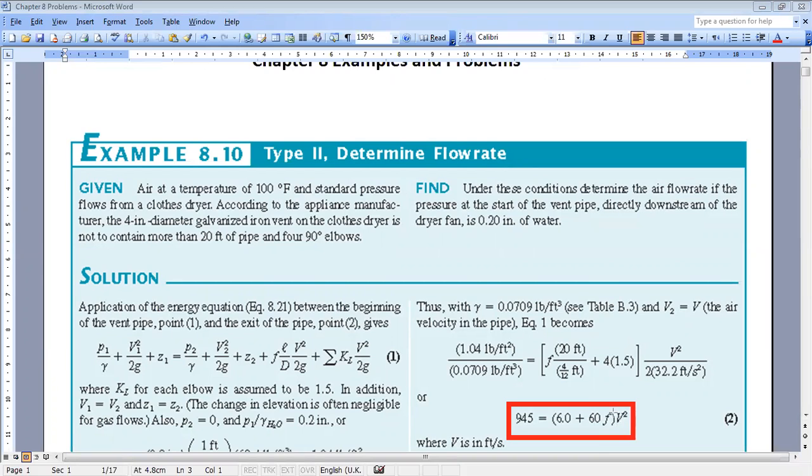Let me continue. Now, I will try to find other information about epsilon over d. How to get epsilon over d? The diameter is given, it's 4 inch. I still need information about epsilon. To get epsilon, you should look at the type of your pipes. Here, they said you have galvanized iron vent, so you have galvanized iron as material. You also have a table which will give you the roughness depending on the material of your pipe system.